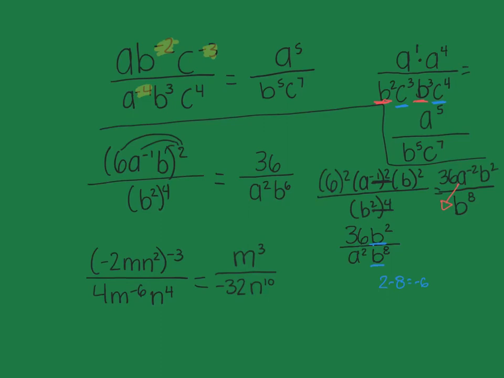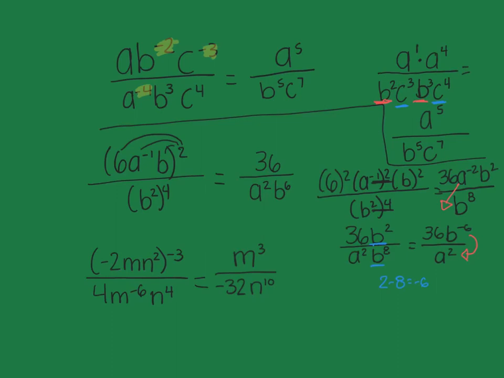So this would then become 36 times b to the power of -6 divided by a to the power of 2. And then at the very end, now we're back to having negative exponents. So in order to totally simplify it, we need to make this b to the power of -6 positive by bringing it down to the bottom of the fraction, and that is where I got this answer from.